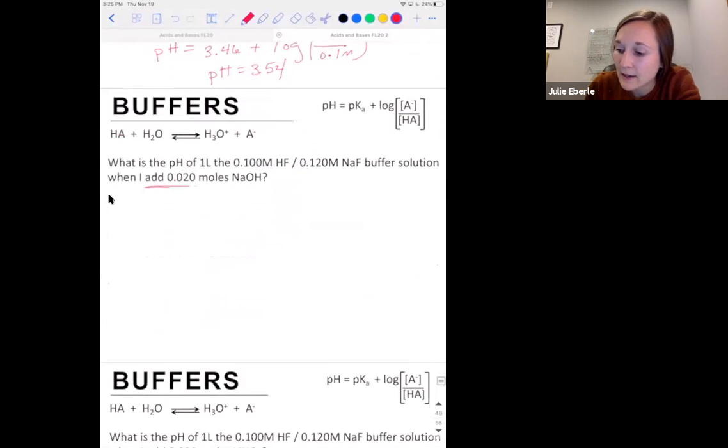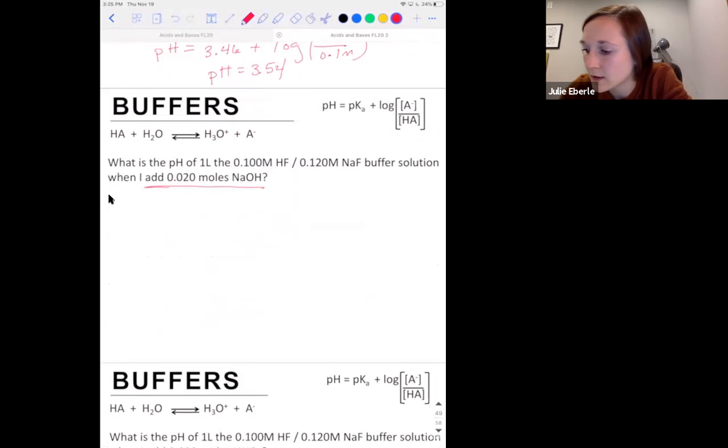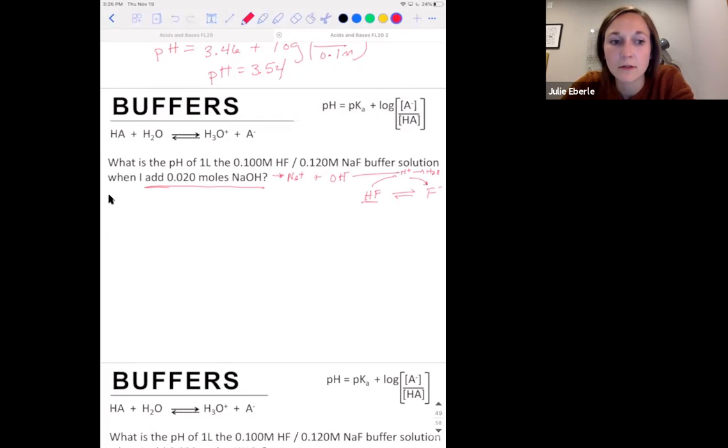Now, we're going to add some strong base. Think about that buffer diagram. What is going to happen? We're going to add some strong base. So we have HF in equilibrium with F minus. What's going to happen when we add strong base? What's going to neutralize that strong base? NaOH is going to make Na plus and OH minus. And this weak acid right here is going to donate the H plus, and those two are going to go off and make water, and then we will inherently make more F minus.